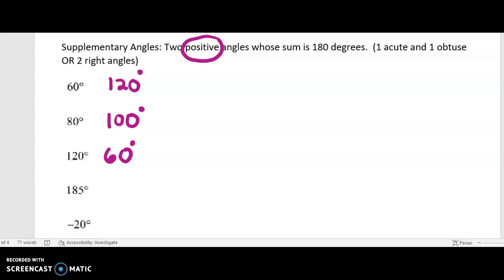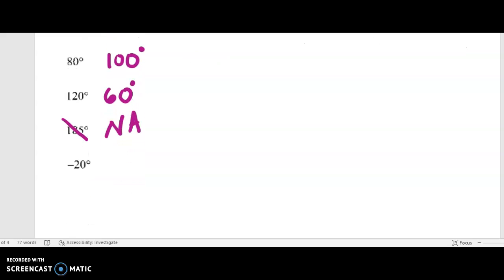85, 185. You would have to have negative 5 degrees to give you 180, and our angles would not both be positive. So we're going to say not applicable. And negative 20, our angles have to be positive. So again, not applicable.